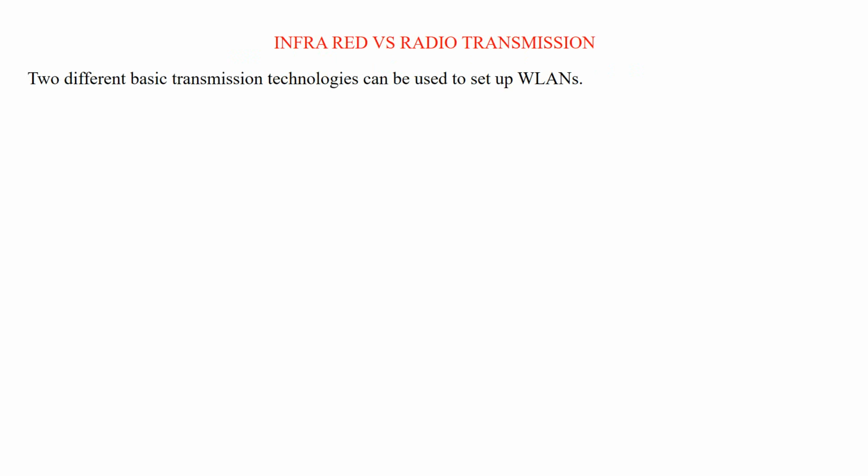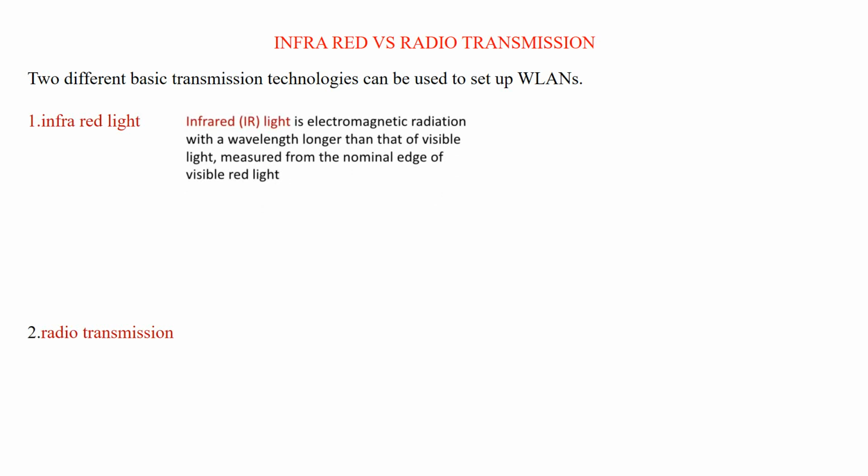The two different basic transmission technologies that can be used to set up a WLAN are, number one, infrared light, and number two, radio transmission. So what is infrared light? Infrared light, IR, is an electromagnetic radiation with a wavelength longer than that of visible light, measured from the nominal edge of visible red light.